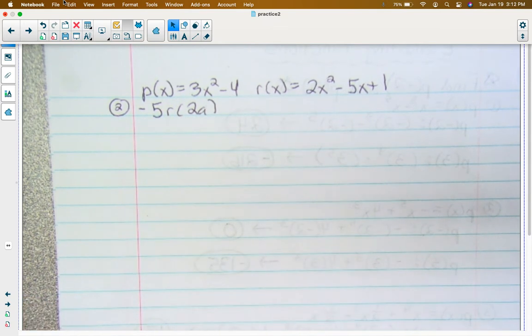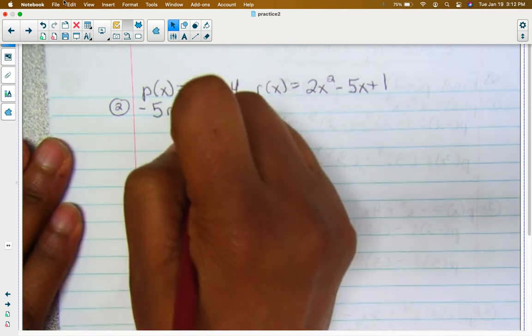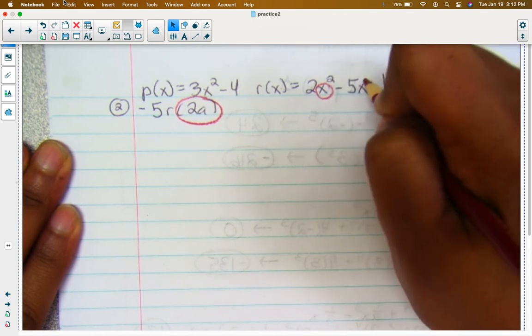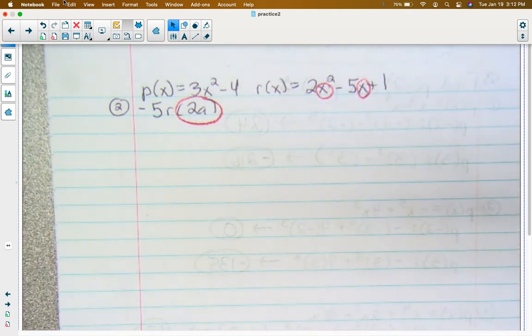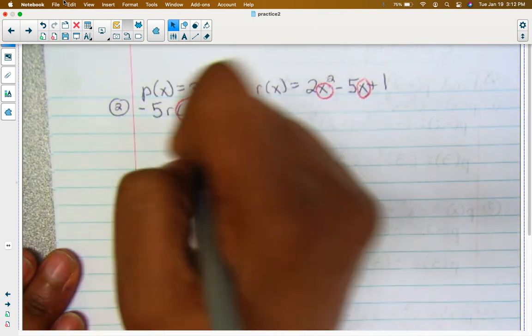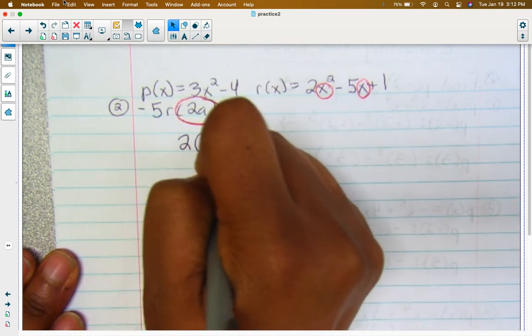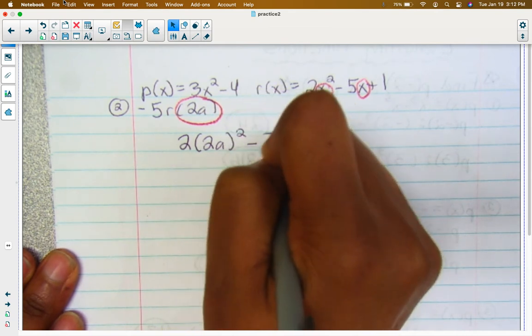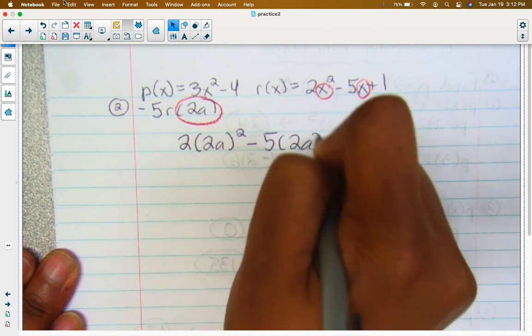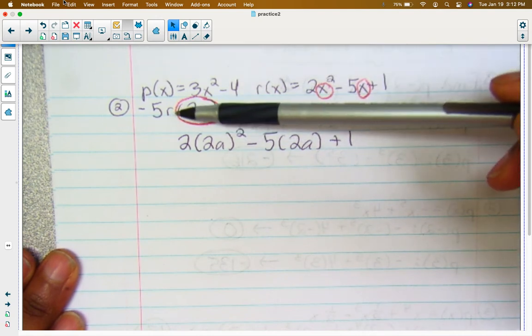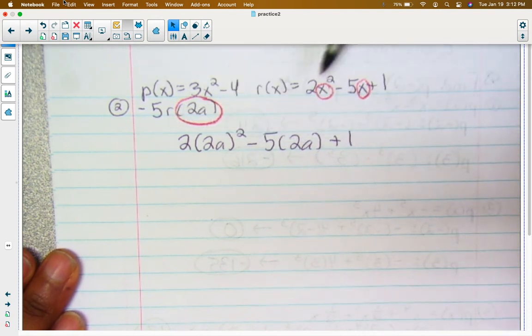So we're going to take 2a and I'm going to plug it in here and I'm going to plug it in here. So let's make that substitution. So that's going to give me 2a, plug in, squared, minus 5, plus 1. So I used r because that's the problem that I started with. Every single spot that I saw an x, I made a substitution and I substituted in 2a.